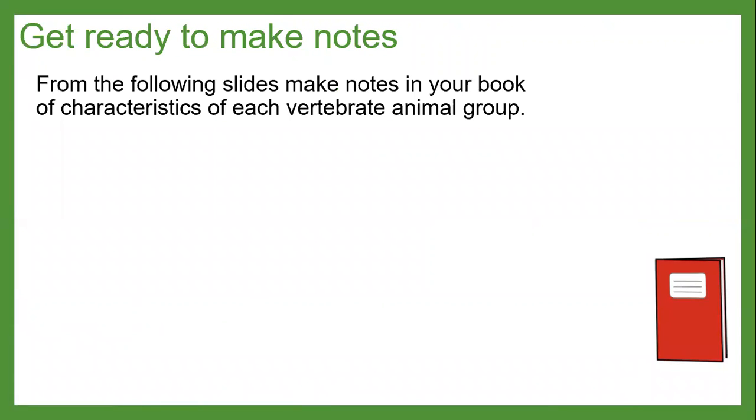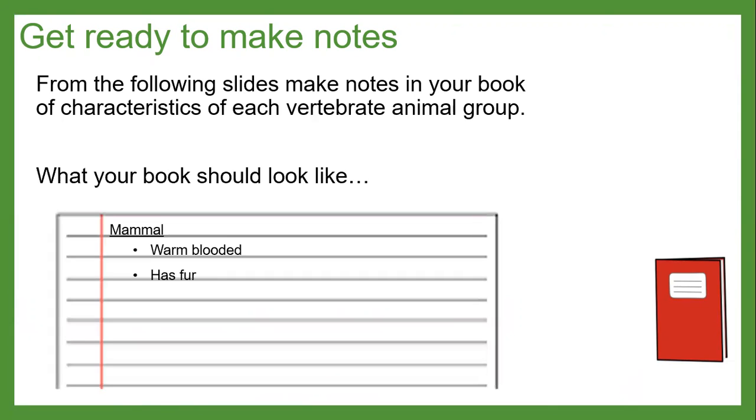Okay, now we're going to make some notes. I'm going to go through each one of the 5 groups of animals within the animal kingdom, and I would like you to make notes on each one. Get yourself a pen and paper. You might want to pause the video here so you can get yourself ready. When you're ready, you can continue the video. Pause now, please. Okay, hopefully now you're ready. We can get on with the rest of the lesson.